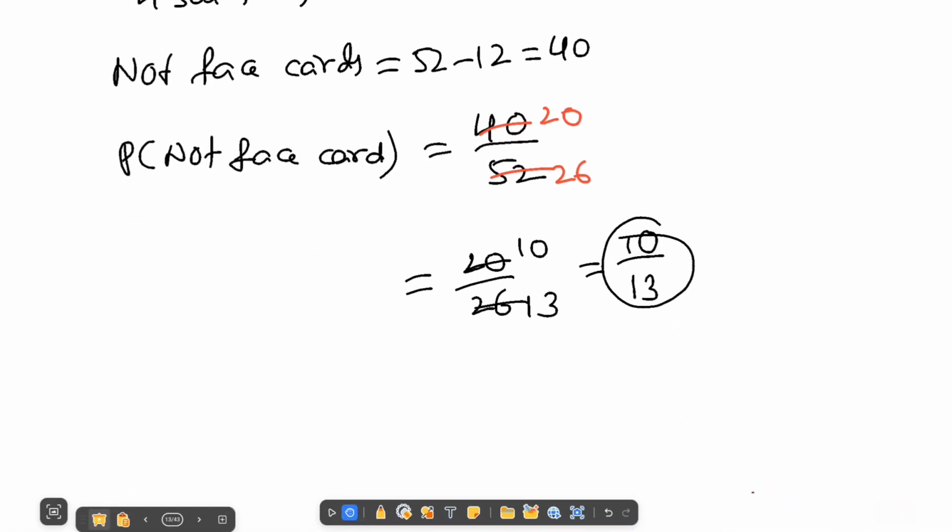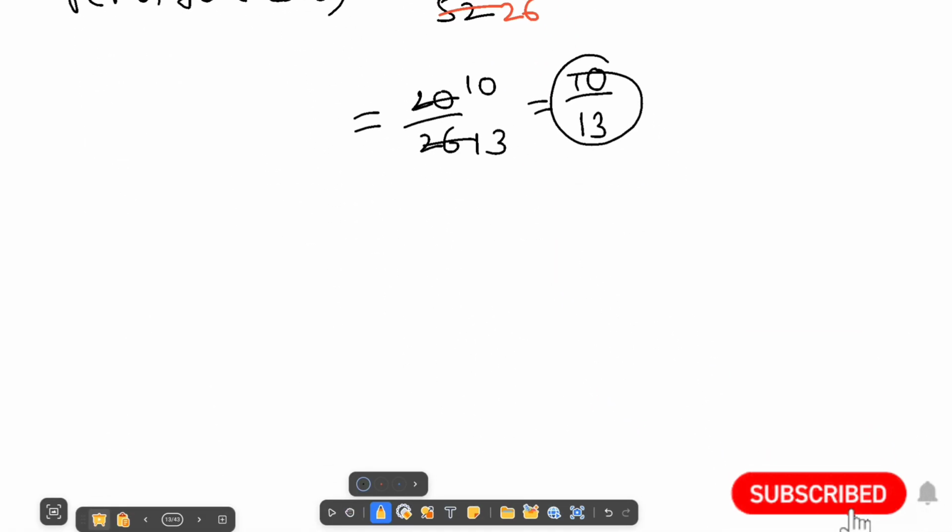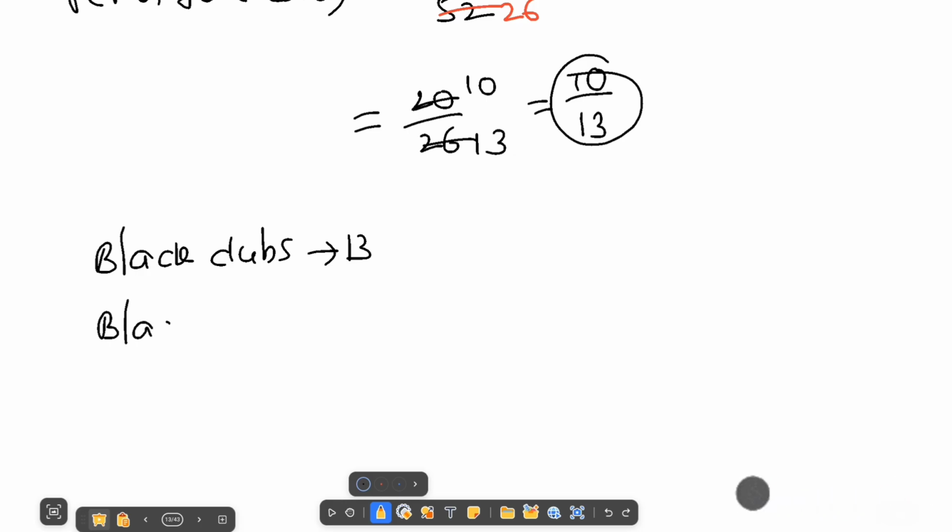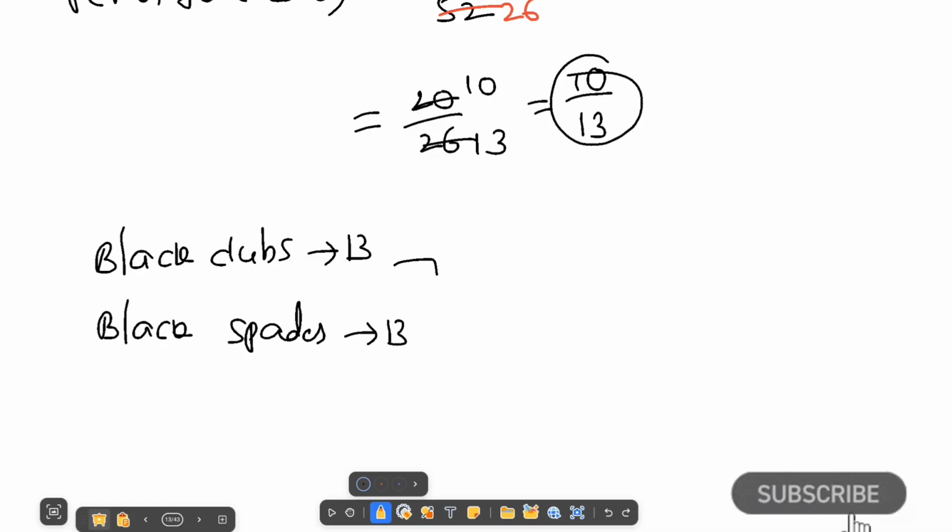Next, the second question is: the card is a black card. How many black cards do we have? Black clubs and black spades. There are 13 black clubs, and black spades are also 13. So in total there are 26 black cards.